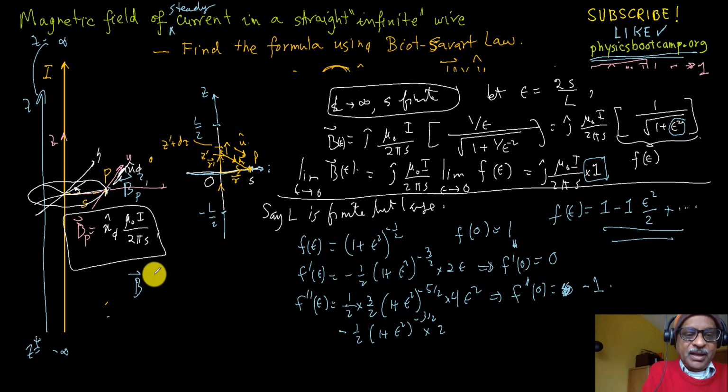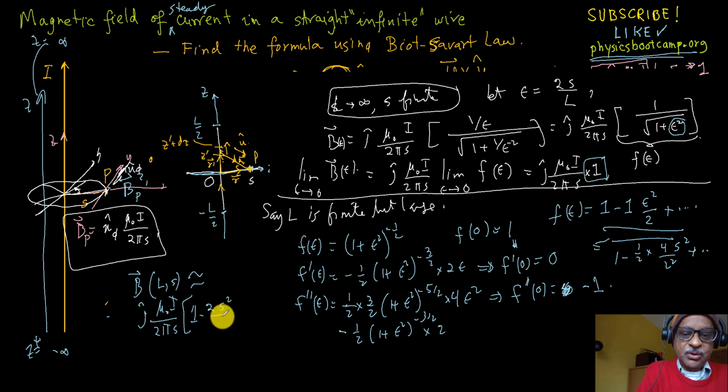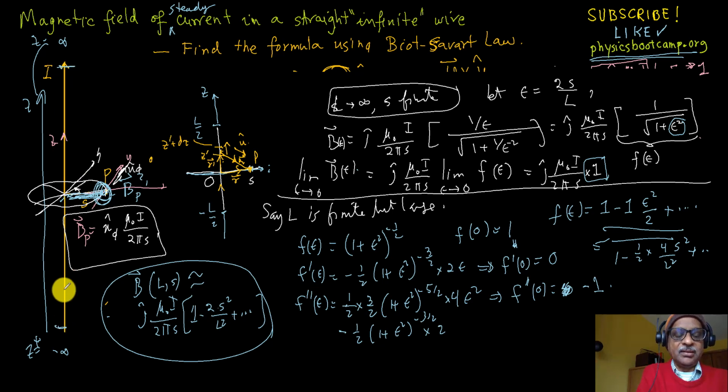So B for a finite length at some distance is almost equal to j hat mu naught I over 2 pi s times 1 minus, remember epsilon was 2s over L, so writing that out, 1 minus half times 4s square over L square. So this is minus 2s square over L square. So this thing captures the finiteness of the length of the wire, but it is still large compared to the distance from the wire we are looking at. If the point is very near the wire, even if this is finite length, we'll have some correction here which will depend on the length.